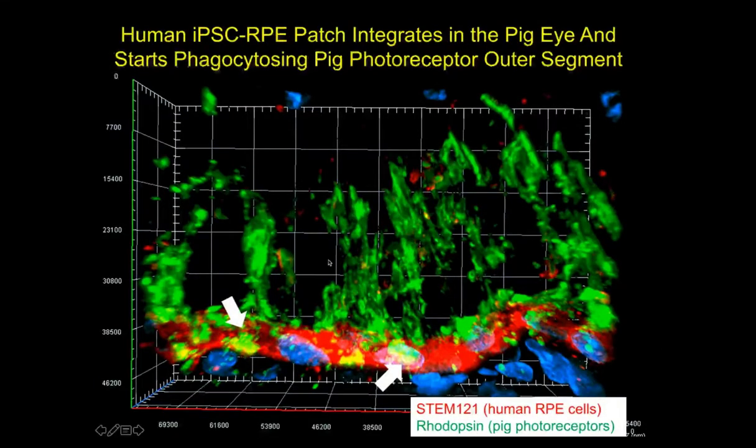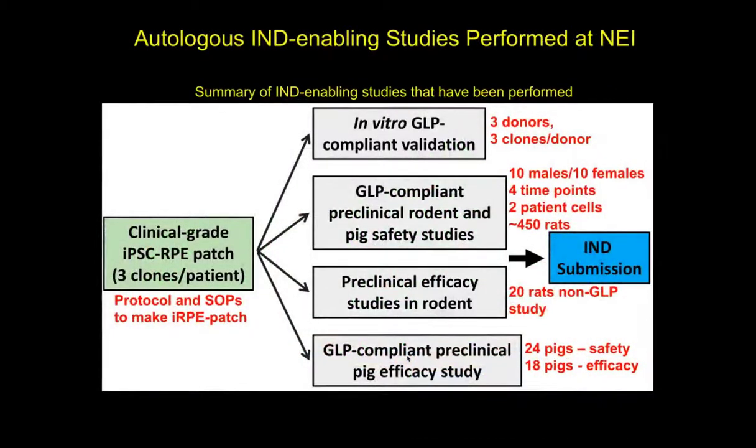We can also show functional integration of the patch. This is a 3D rendering of part of the retina. In red are human cells labeled with STEM121. And in green, we have labeled rhodopsin. You can see that a rhodopsin signal can also be seen inside human cells, suggesting that human cells have taken up, by phagocytosis, pig outer segments. That's a typical function of RPE cells, showing that human cells are actually functionally integrated in the back of the pig eye. So all of this work is summarized and led to an IND.